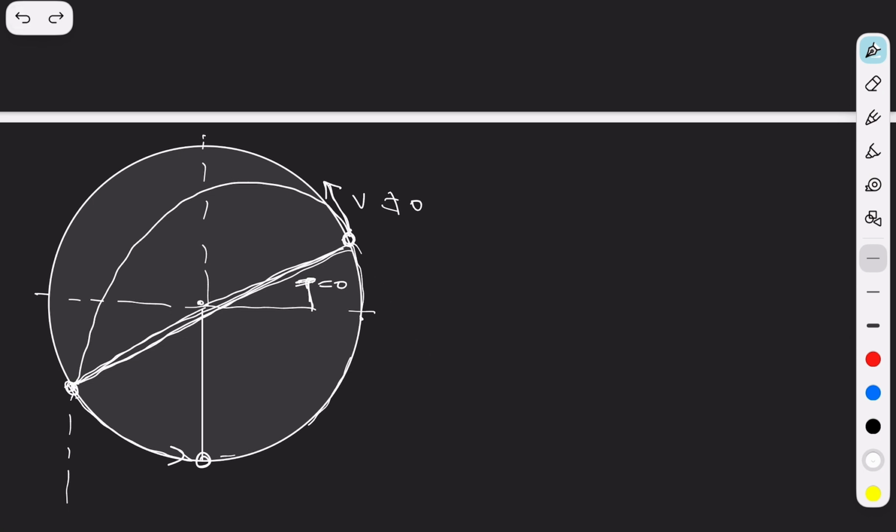Right now I just wanted to discuss what kind of motion the particle will perform when the velocity is more than root 2gl and less than root 5gl.